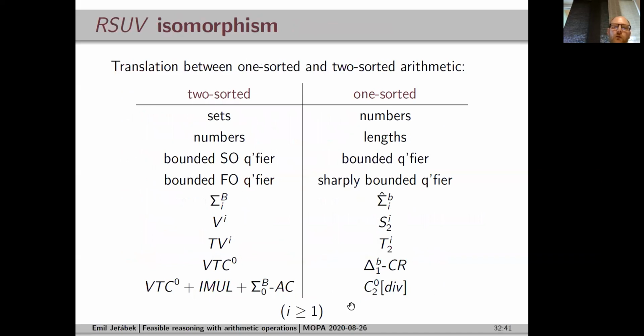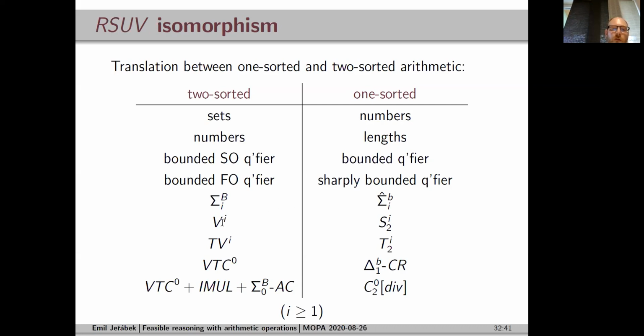And there is actually a kind of translation between one-sorted and two-sorted arithmetic, which is called the RSUV isomorphism. So in the two-sorted theories, we had sets and numbers. And now the sets get translated to numbers, and the numbers translate to small numbers, so logarithmically small numbers. Then what were the bounded second-order quantifiers now correspond to just bounded quantifiers, whereas bounded first-order quantifiers correspond to sharply bounded quantifiers. So the sigma b i formulas were defined so that they match up. For i greater or equal to 1, it doesn't really work for 0.